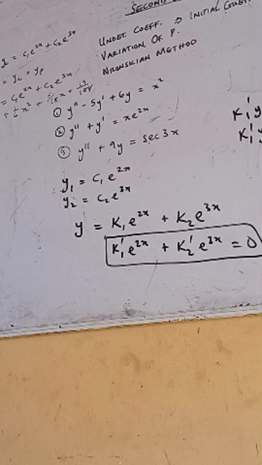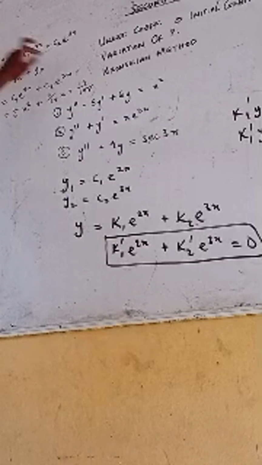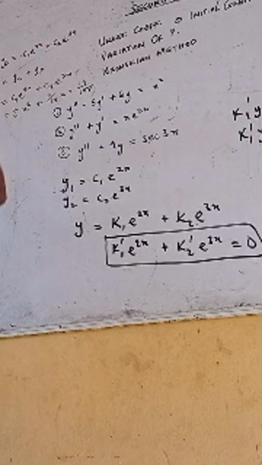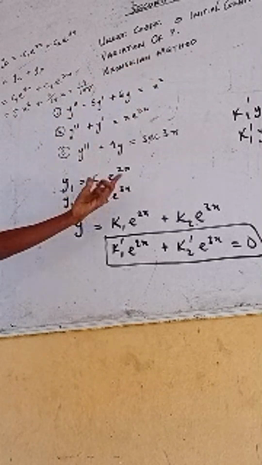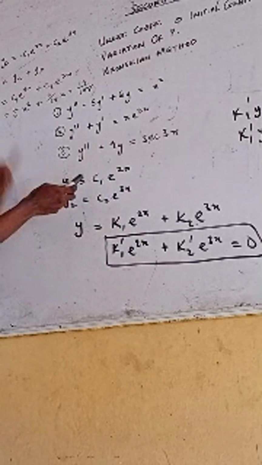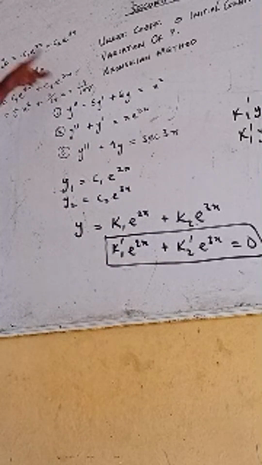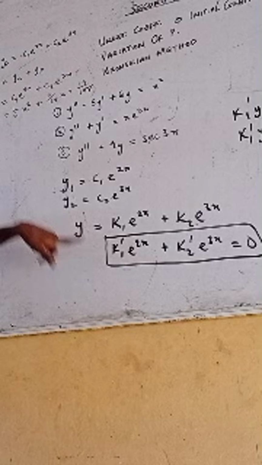Please just look at it. Let me explain again. We are using our 2c, our complementary solution that we got from this one when we made it equal to 0. So we have gotten it like this. Instead of writing c1 plus this one, we are going to change c1 to k1.